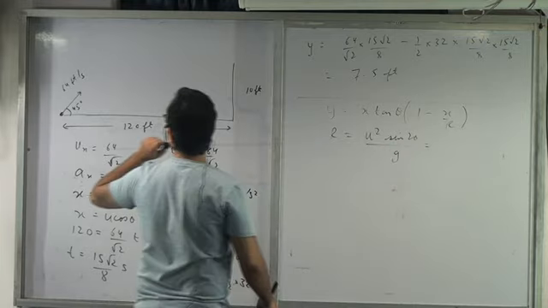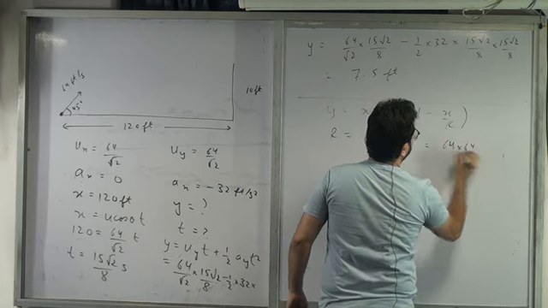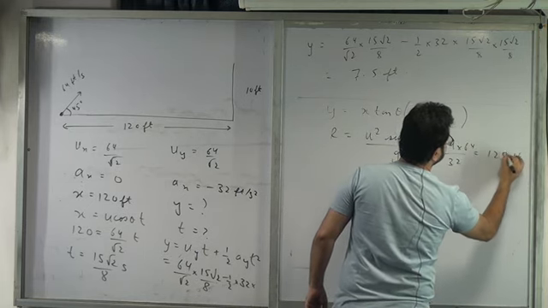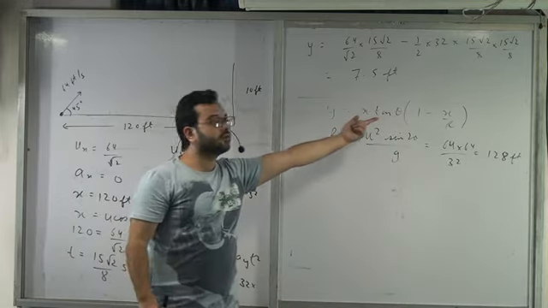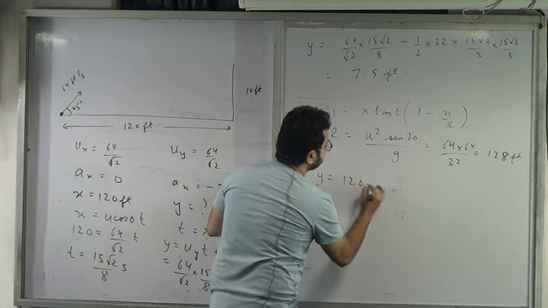U square कितना होगा? 64 into 64 upon 32. So that will be 128 feet. Is that clear? Range. Now all I need to do is substitute it there. So y is equal to x. What is x? x is 120.